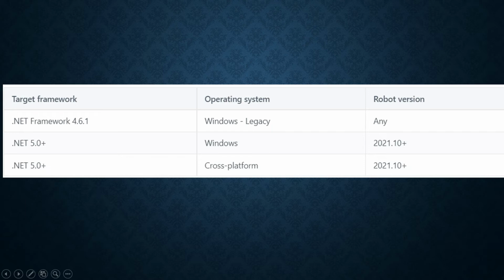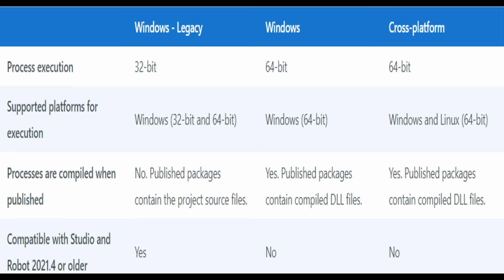To understand more about the differences between the compatibility options, let us see this table. If you select Windows Legacy as the compatibility option, then process execution will be performed on a 32-bit platform, whereas Windows and cross-platform support 64-bit platform. The supported platform for execution for Windows Legacy is Windows 32-bit and 64-bit, whereas for Windows it is only 64-bit, and for cross-platform it is Windows and Linux 64-bit.